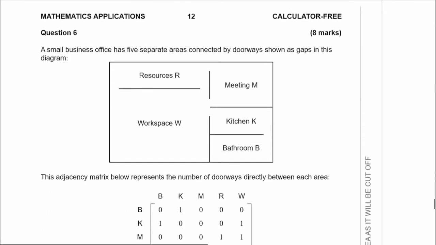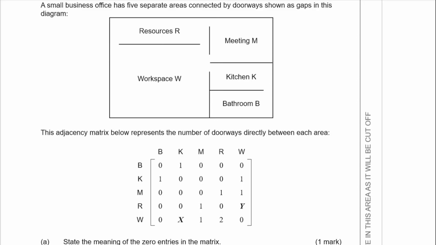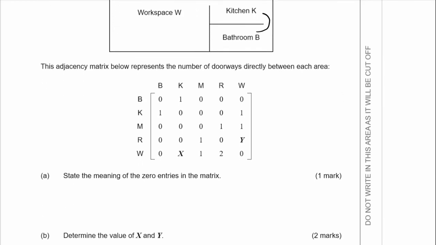Question 6. A small business office has 5 separate areas connected by doorways shown as gaps in this diagram. The adjacency matrix below represents the number of doorways directly between each area. So the doorways from R to W is 1, 2. The doorways from B to K is 1. Explain the meaning of the 0 entries in the matrix.